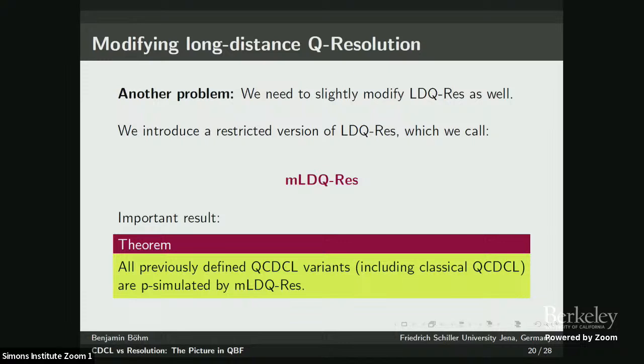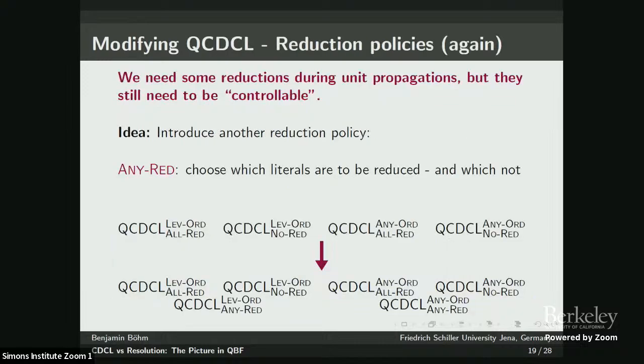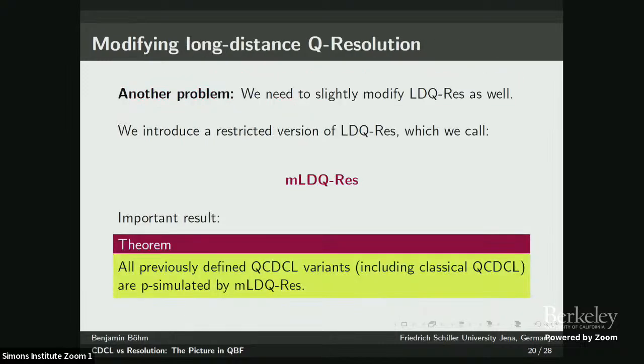And an important result here is that this is not just defined on the fly because we just wanted it. But all previously defined QCDCL variants, that means all of these, including the classical QCDCL, are still p-simulated by this MLD QRes. Okay, so basically, you do not actually need LD QRes anymore. You can just take this modified version, which is a slightly restricted version of that.